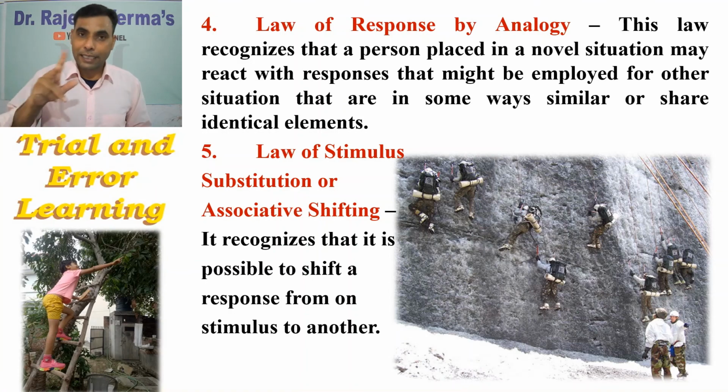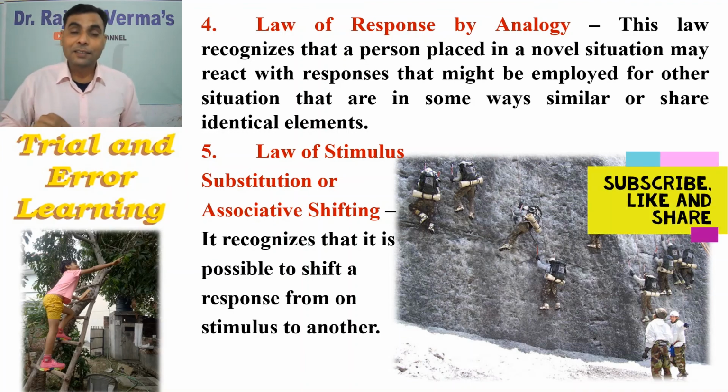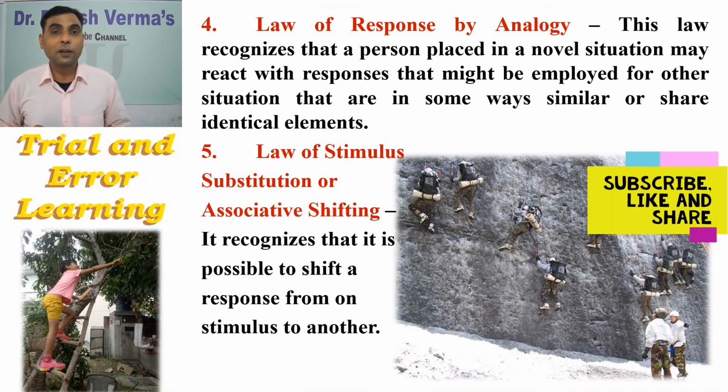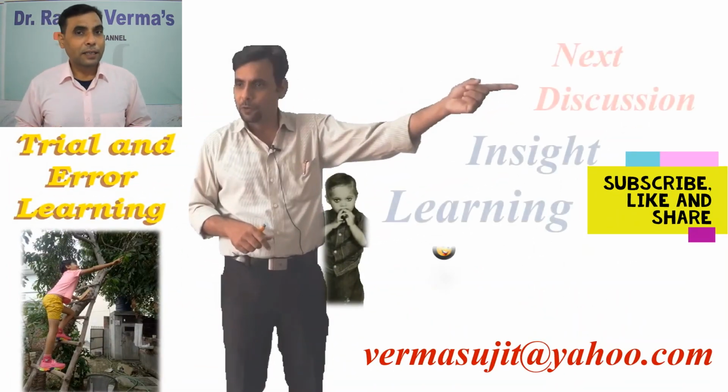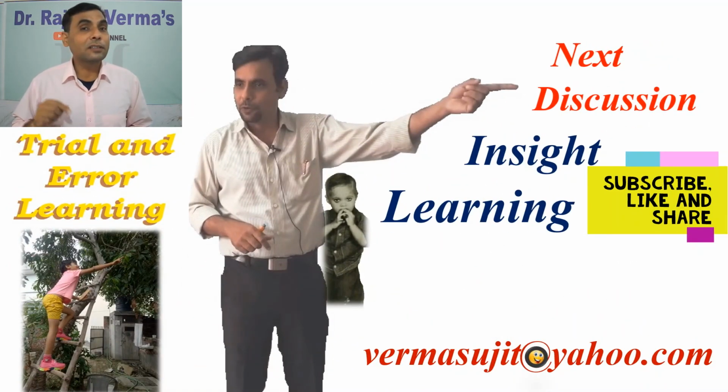Okay, if you are changing the stimulus, we also change the response. It means we not only change the response, we shift the response from one stimulus to another stimulus. So my dear friends and dear learners, these were the five subsidiary laws given by Thorndike. And that ends my discussion here.